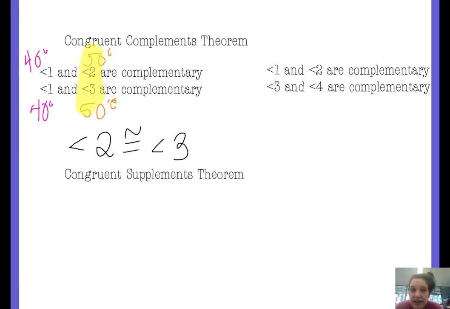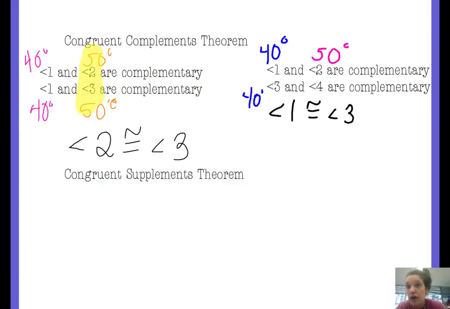Okay, another iteration of the congruent complements theorem is you might see something like this. Angle 1 and angle 2 are complementary, angle 3 and angle 4 are complementary, and then I might give you something like angle 1 is congruent to angle 3. So let's say angle 1 is 40 degrees. If angle 1 and angle 3 are congruent, that means angle 3 is also 40 degrees. And if angle 1 and angle 2 are complementary, that means angle 2 would need to be 50 degrees.